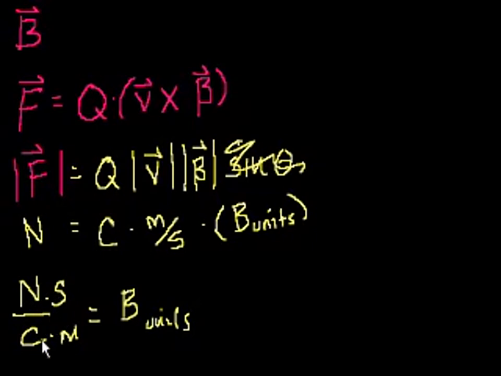And that might seem a little disjointed, and they've come up with a brilliant name, and it's named after a deserving fellow, and that's Nikola Tesla. And so 1 newton second per coulomb meter is equal to 1 Tesla. And I'm actually running out of time in this video because I want to do a whole problem here. But I just want you to sit and think about it for a second.